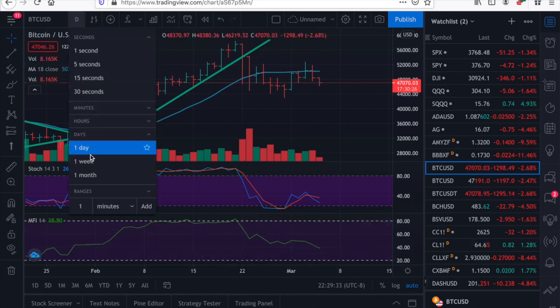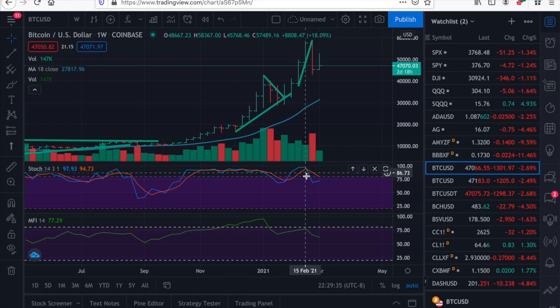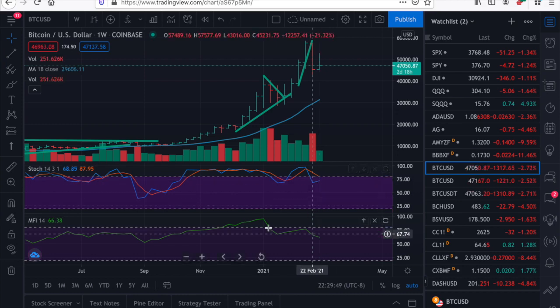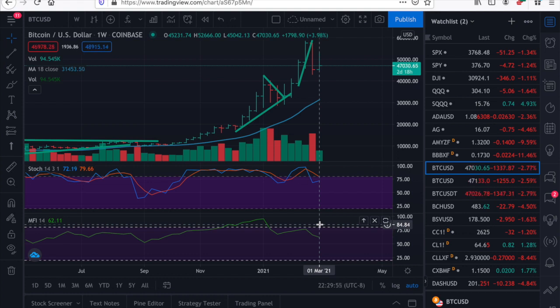And we go to the weekly chart. Now notice over here, it's below 80. The blue is below 80. The red is below 80. The money flow is below 80. This is a weak market, and I think there's some more downside to go.